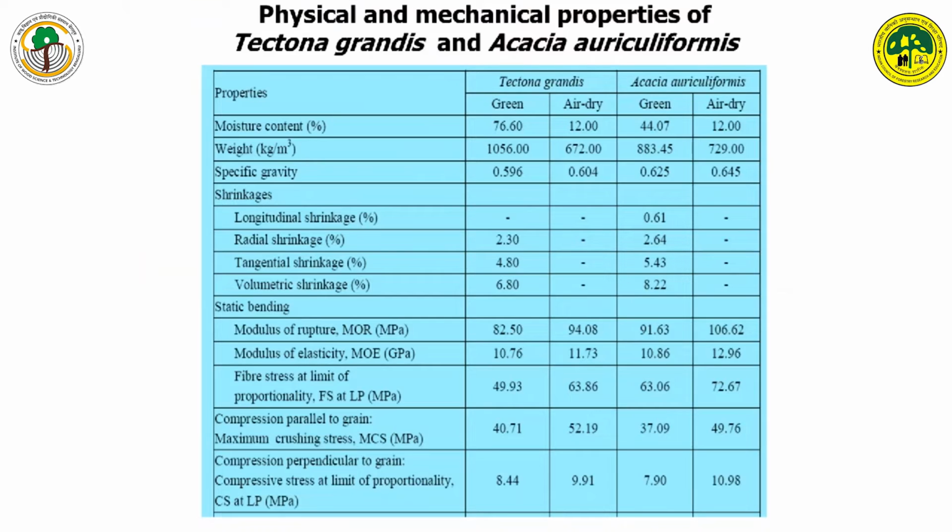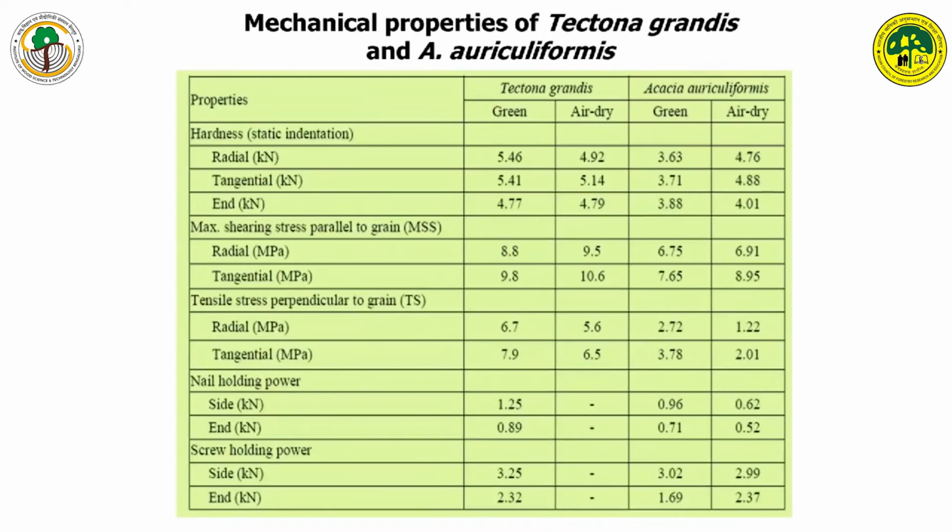Then here what is listed is the physical and mechanical properties of Tectona grandis as well as Acacia auriculiformis wood in two different conditions. One is the green condition, when moisture is very high, around 76%, and the air dry condition, which is around 12%. We can see that many physical and mechanical properties of the acacia wood are either comparable or better than teak. It is teak which is naturally durable and good looking, so that is why teak is much in demand. But Acacia auriculiformis is also a good timber and it can be used in many applications in place of teak.